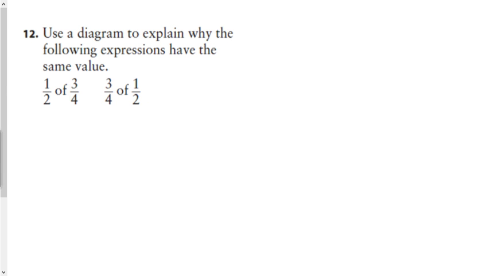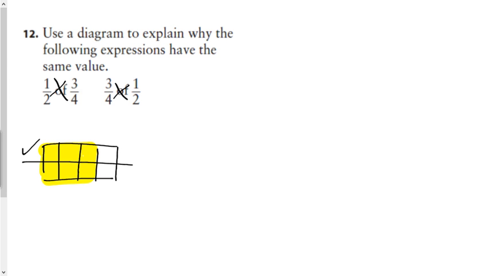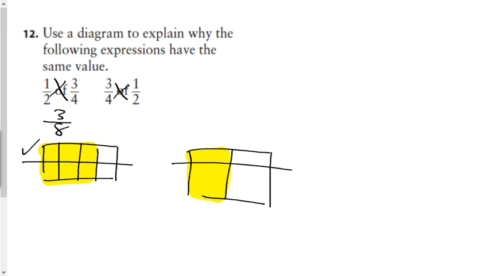Question number 12, explain diagrams. Of course, we know that right off the bat, we can change "of" to multiplication. And this says half of 3/4. So if I take 3/4 and I do half of 3/4, then half of 3/4 is this much here, which is 3/8. If I take 3/4 of a half, well, there's a half, and 3/4 of that is 1, 2, 3. That is also 3/8. And if you explain why they have the same value, you have that.